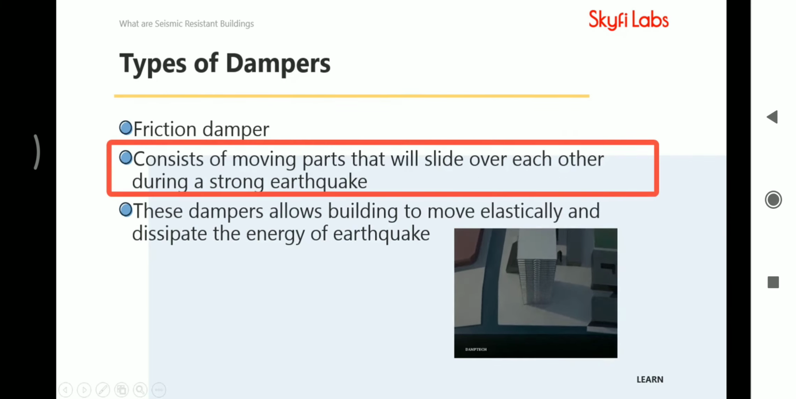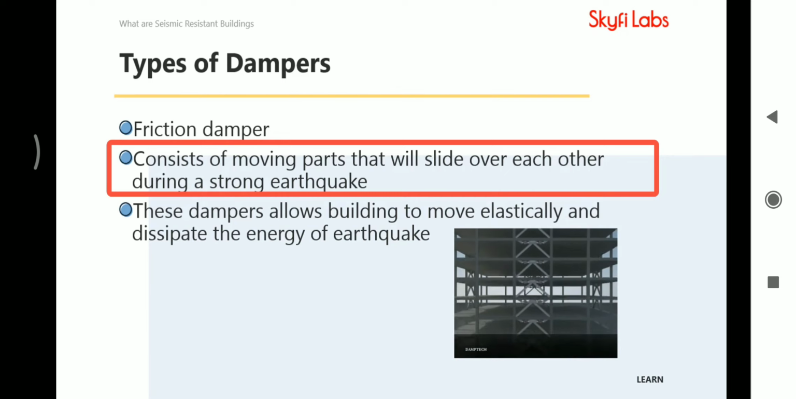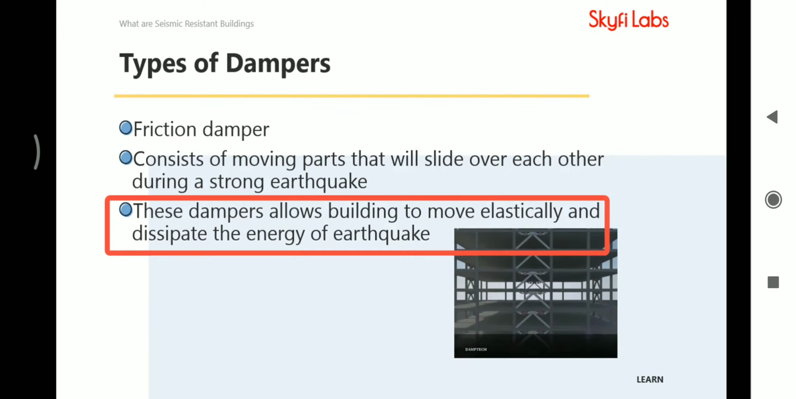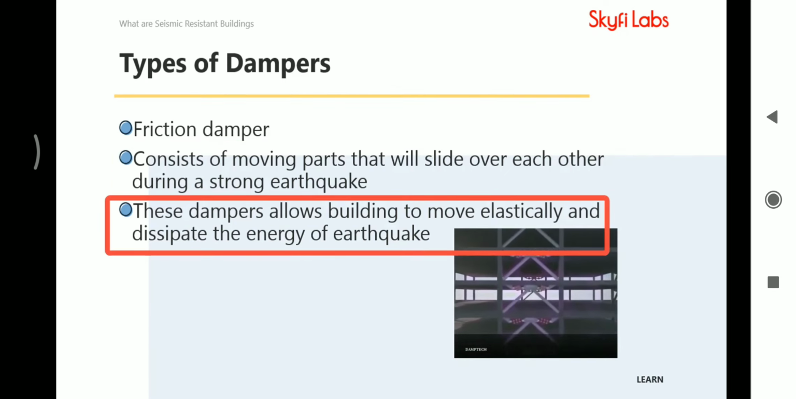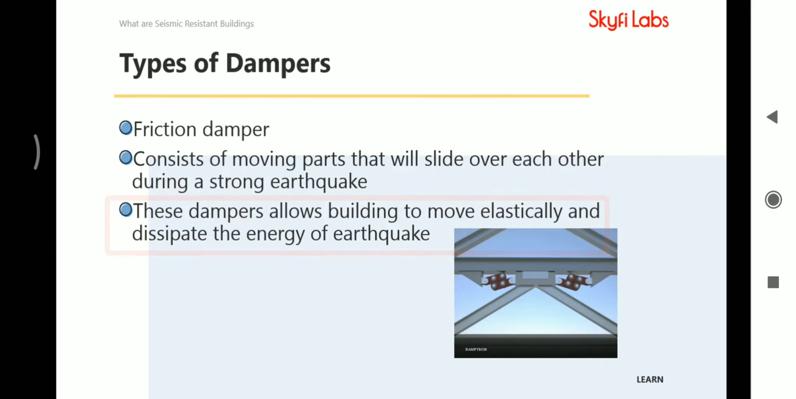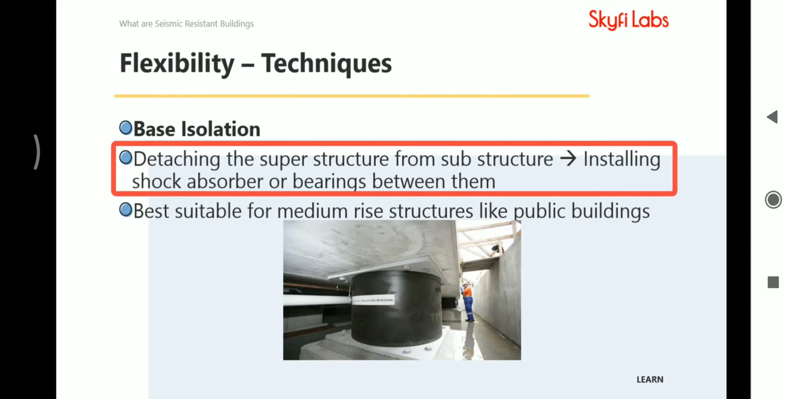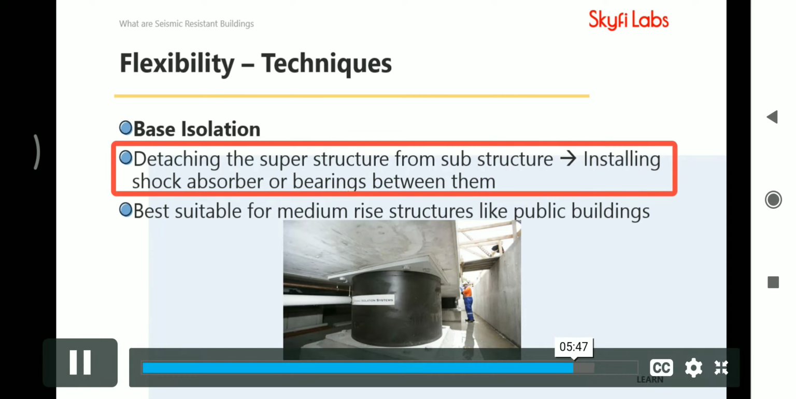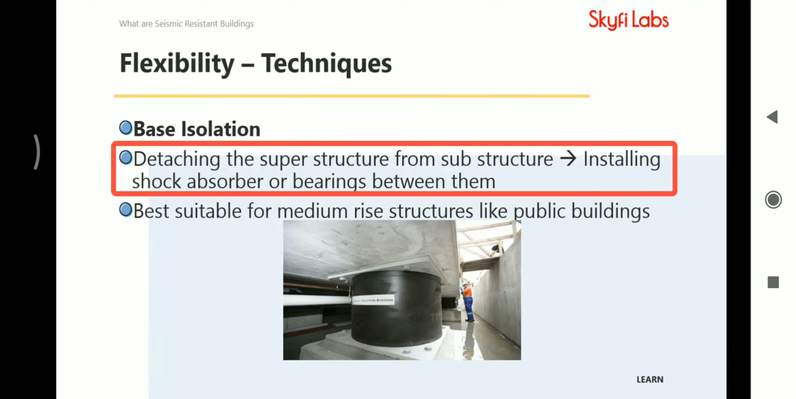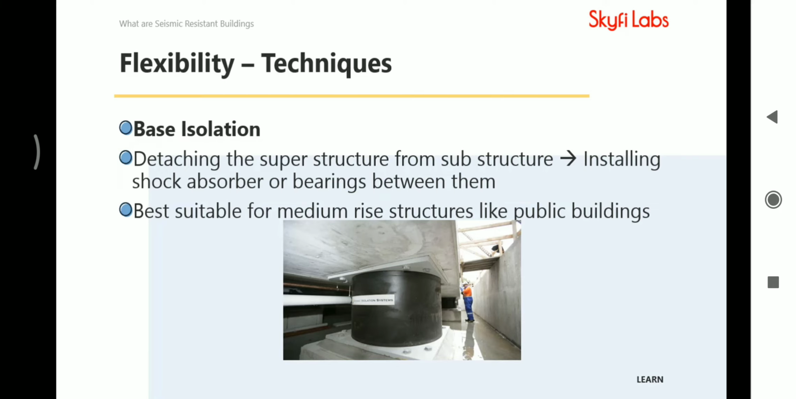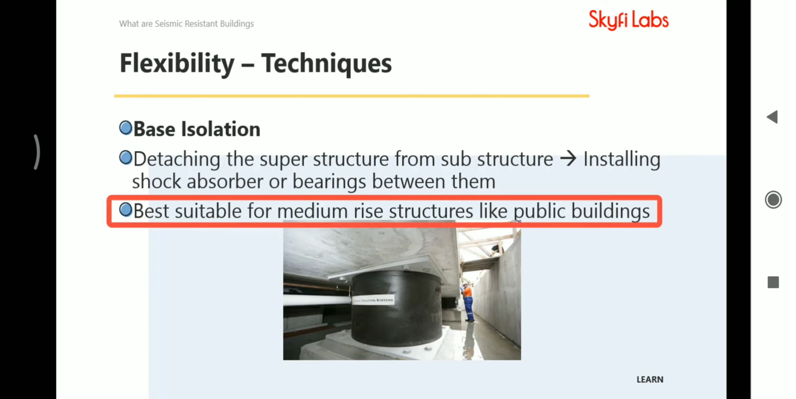Friction dampers consist of moving parts that slide over each other during a strong earthquake. These dampers allow the building to move elastically, and dissipate the kinetic energy. Base isolators basically decouple the foundation and the superstructure, such that they do not pass on the damaging effects of ground motion during an earthquake. It is used as an advanced strategy to protect a structure from an earthquake. This technique is best suited for medium-rise buildings, like public buildings.